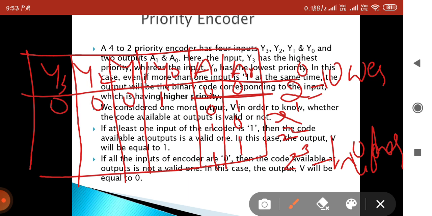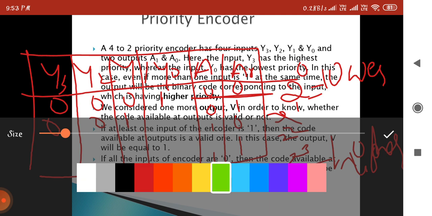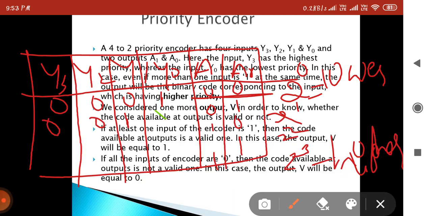Correct. Next, 0 1, Y2 is high. The remaining two are 0. Here, whatever comes, I am going to take as X. Why am I going to take X?